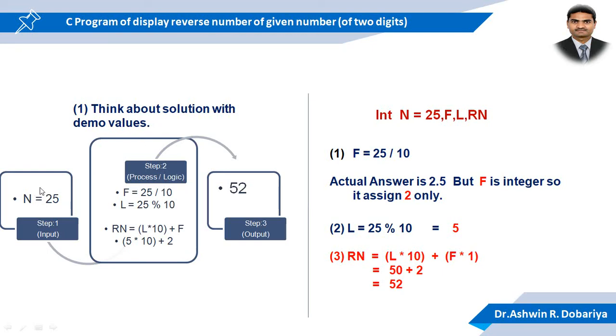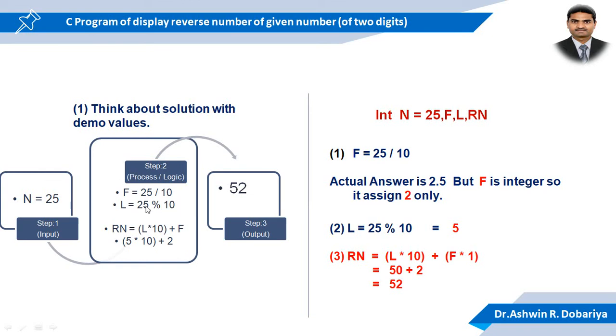As I told you, suppose we input a number, say 25. Then in the second step, we have to separate these two digits. How can we separate the first digit? We divide that number by 10, which gives the first digit, and it will be stored in the variable F. Then how can we separate the last digit, 5? Modulus 10 gives 5, and it will be stored in L.